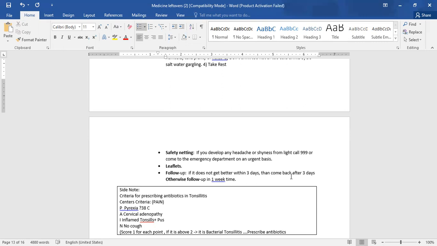Now, there is a criteria, people. Tonsillitis could be viral or bacterial. So by using this criteria, you are going to differentiate whether you need to start an antibiotic or not. This is the very important part of the management.